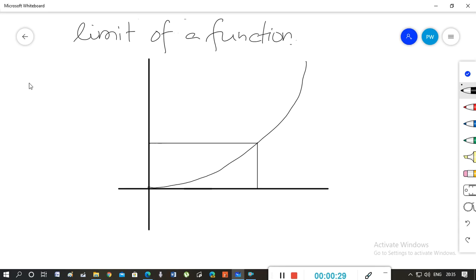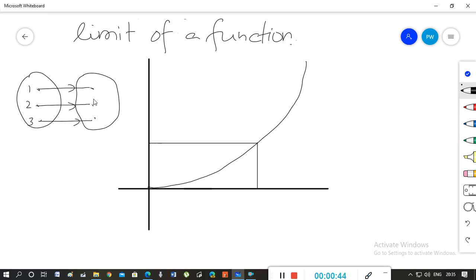To be precise, two sets are there. Suppose an element in the first set is related by some particular rule to an element in the second set. Let's say the elements in the first set are 1, 2, 3, and in the second set are 1, 4 and 9. Certainly the rule is f of x is equal to x square.